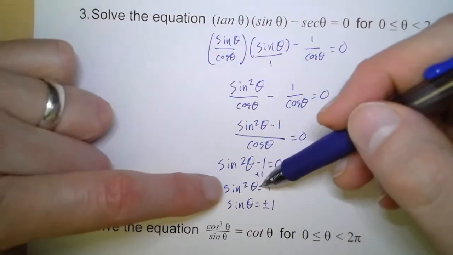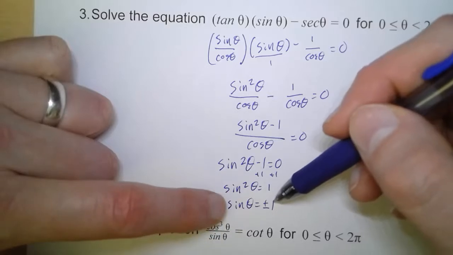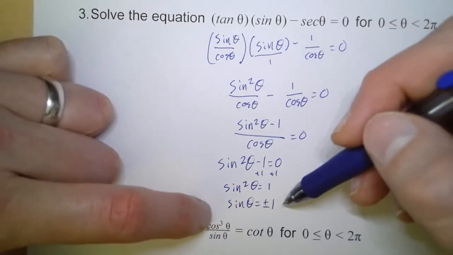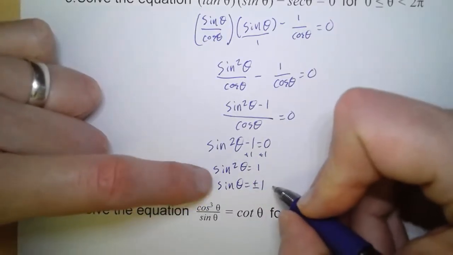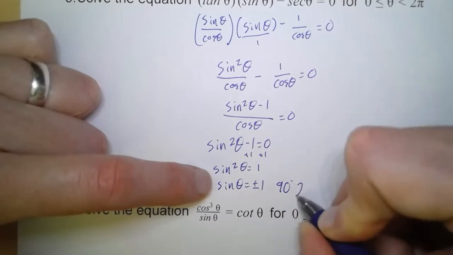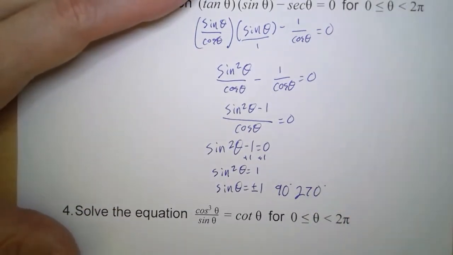Because if sine squared to begin with was 1, that means it could have been plus 1. If you square that, you get 1. But if you square negative 1, you also get 1. Now that means our angle, looking at our unit circle, could be either 90 degrees or 270 degrees. But that's not the end of the problem.